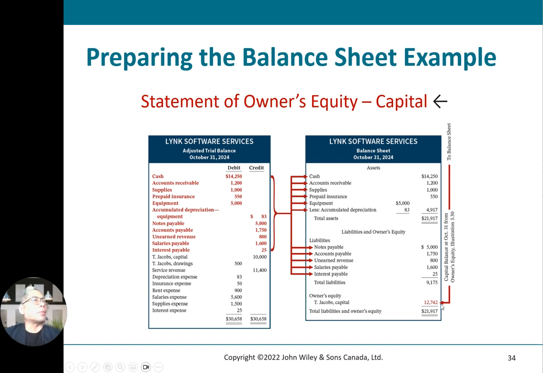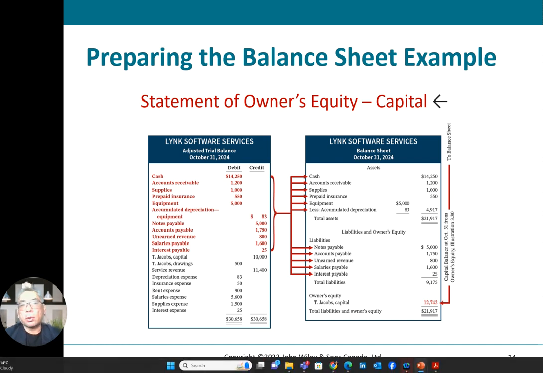So the total has to be balanced. Assets is equal to liability plus equity, so all the balance is 21,917. Okay, so this basically concludes this chapter.